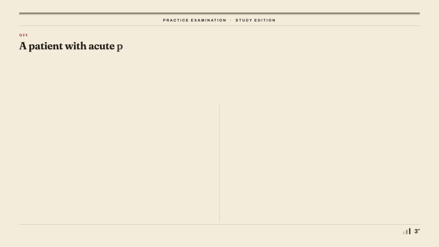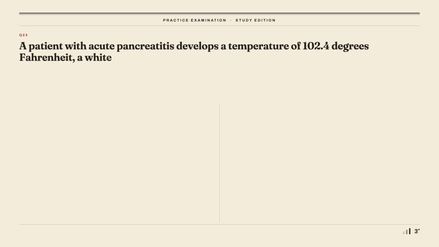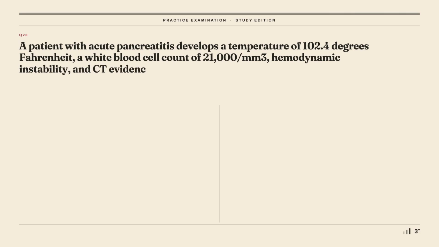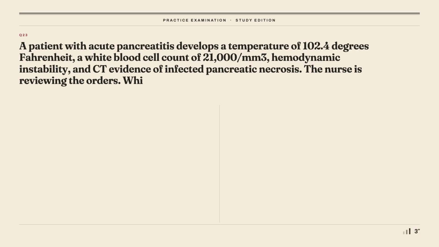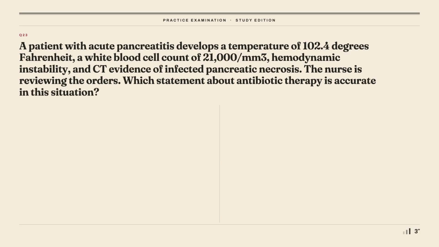Question 23. A patient with acute pancreatitis develops a temperature of 102.4 degrees Fahrenheit, a white blood cell count of 21,000 mmHg, hemodynamic instability, and CT evidence of infected pancreatic necrosis. The nurse is reviewing the orders. Which statement about antibiotic therapy is accurate in this situation?